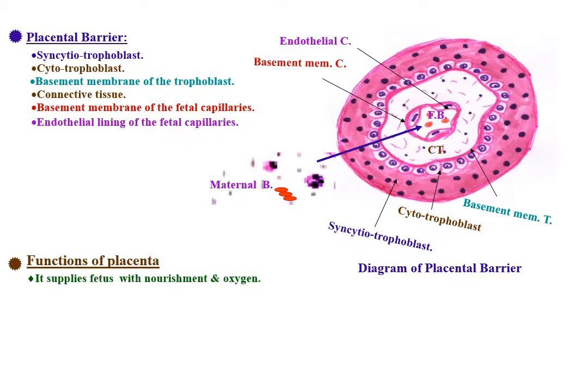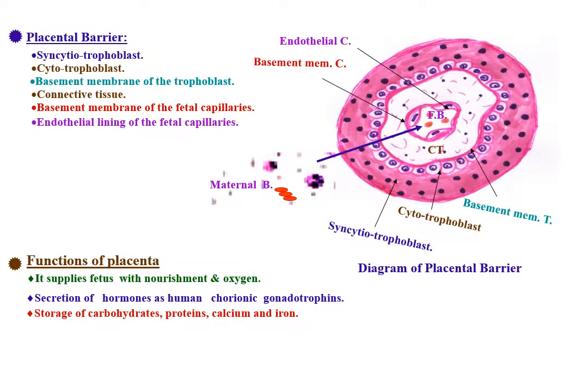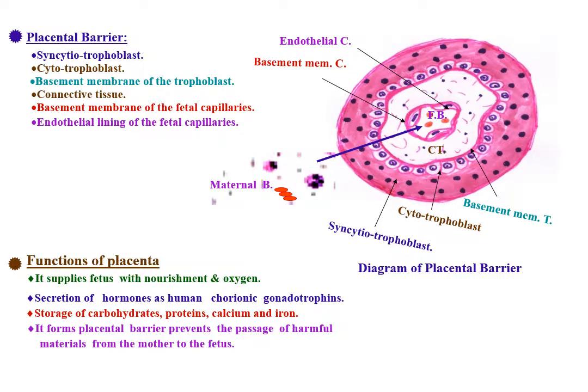It supplies the fetus with nourishment and oxygen, and removes residual products of metabolism from fetal blood to maternal blood. Secretion of hormones such as human chorionic gonadotrophin, whose presence in urine is used in pregnancy tests to diagnose pregnancy. Placenta is a site for storage of carbohydrates, proteins, calcium, and iron to be used by the fetus. Also, it forms the placental barrier, which prevents harmful materials from reaching the fetus from the mother.